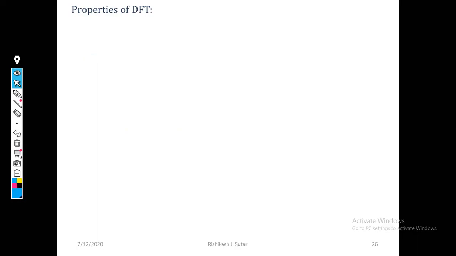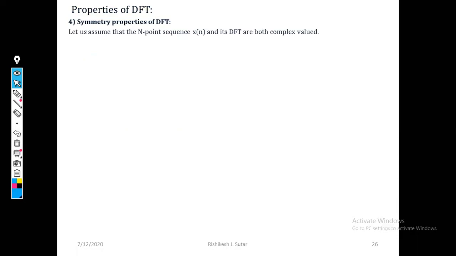Welcome to session 5 of week 2 in digital signal processing. Let us continue with the properties of DFT. Let us go for the next property, that is the symmetry property of DFT.